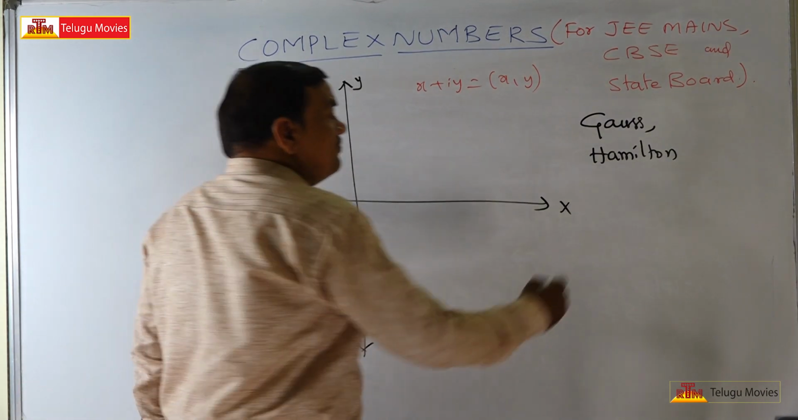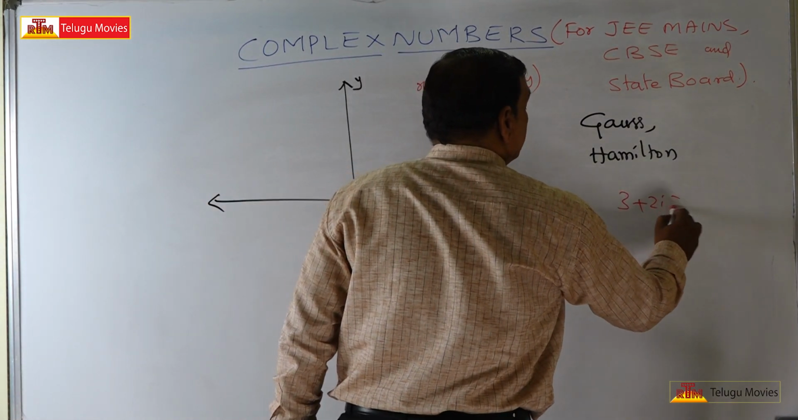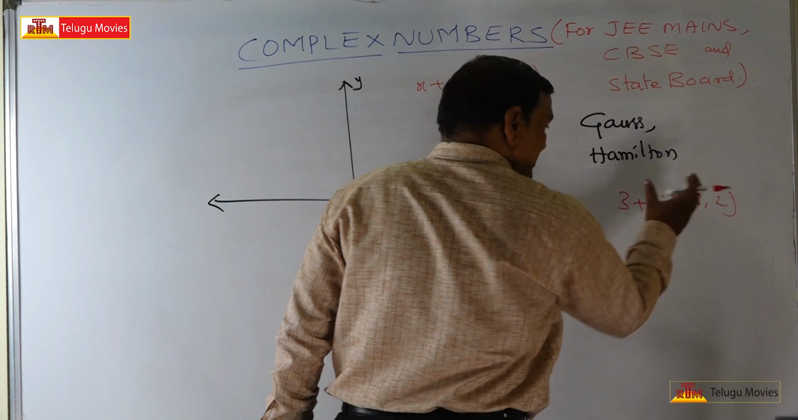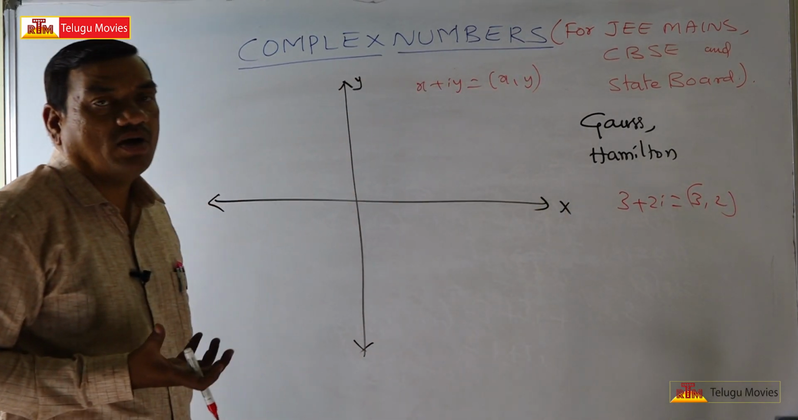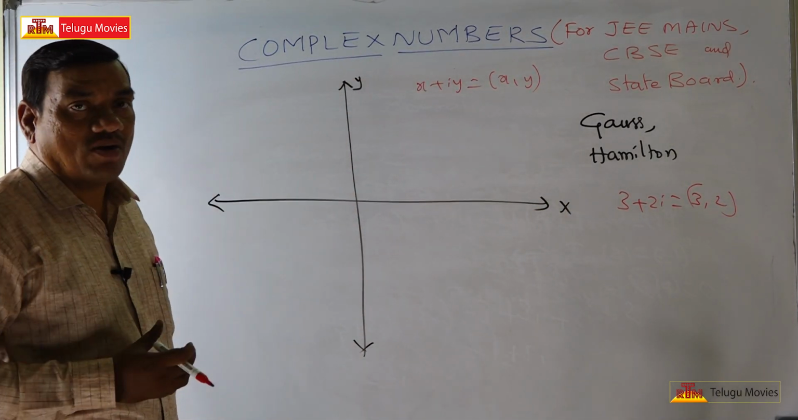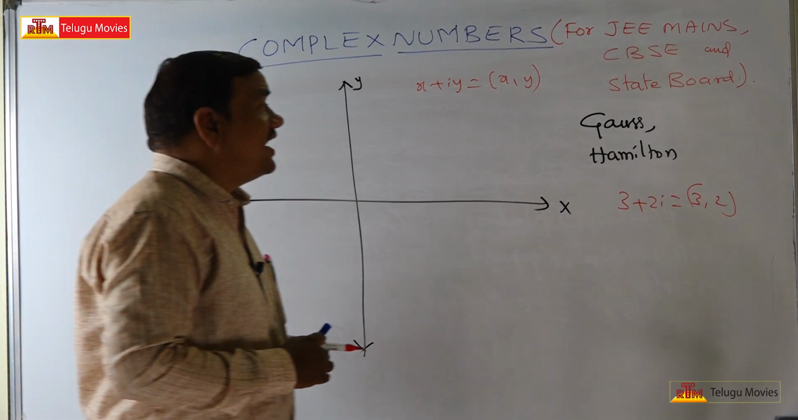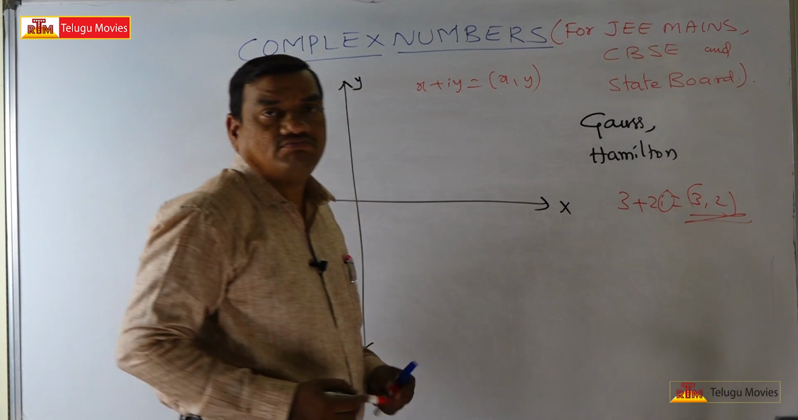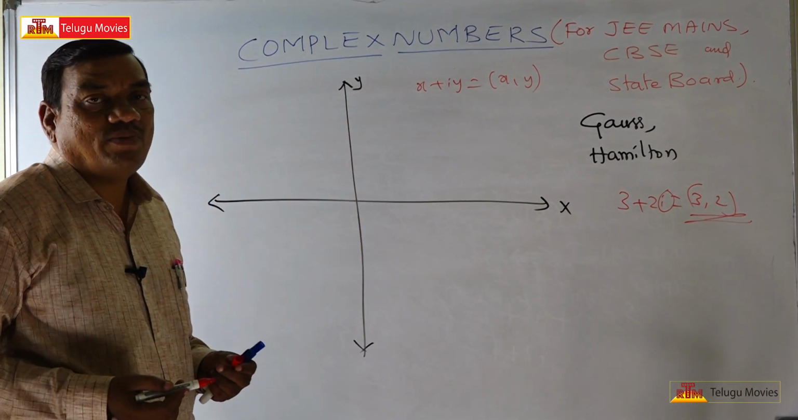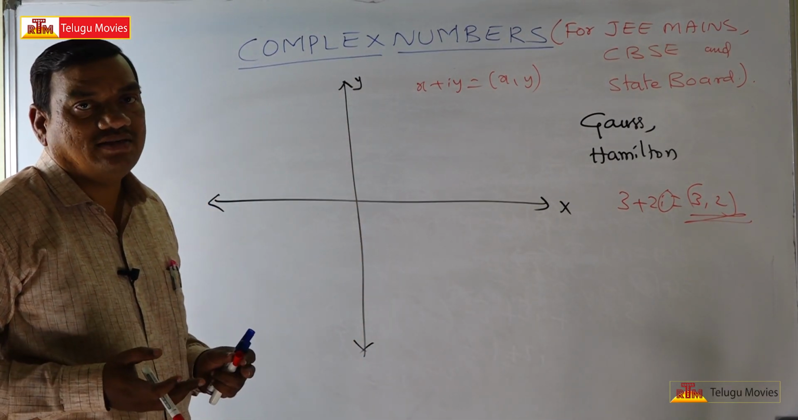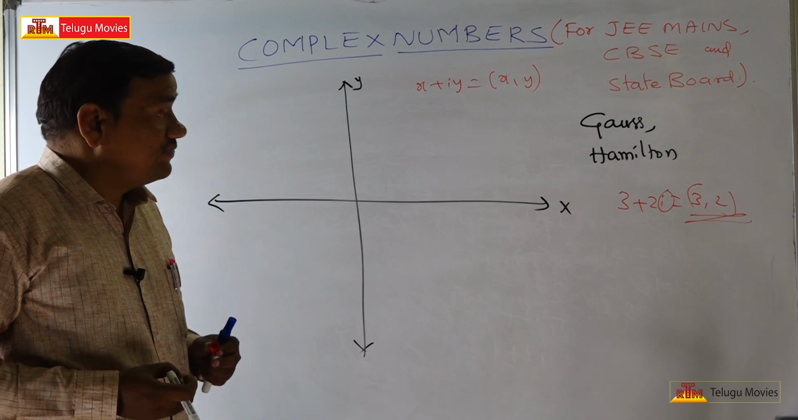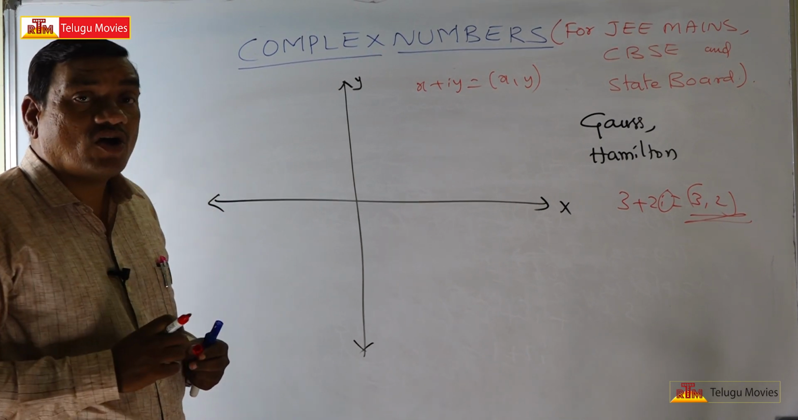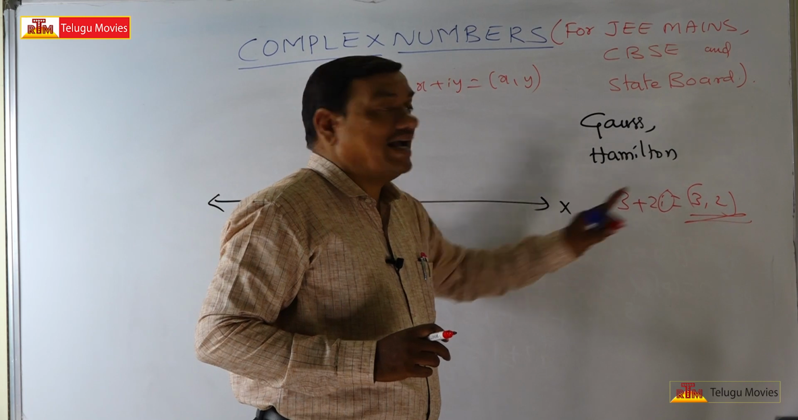That means if it is 3 plus 2i, then 3 comma 2, that system 3 comma 2, they defined as a complex number. That means here they avoided this part, i. So in this, is there any i? No, there is no i symbol. That way they are very successful in defining a complex number without i.